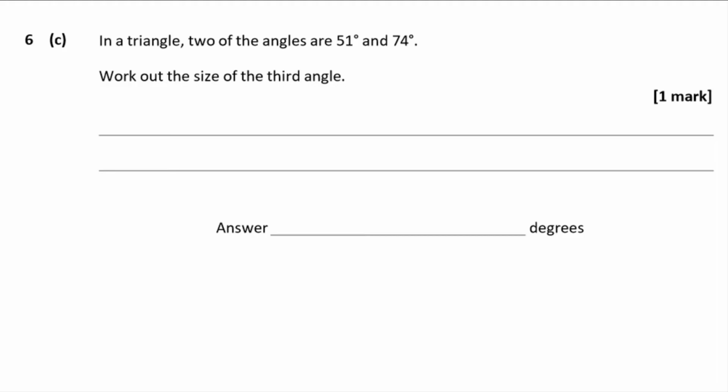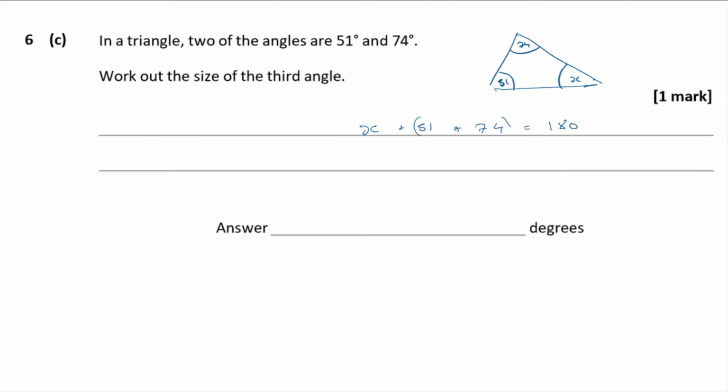6c, in a triangle, two of the angles are 51 and 74. Work out the size of the third angle. Okay, so we've got a triangle. I know that that's 74 and I know that's 51. And my unknown angle altogether with the other two must be equal to 180, mustn't it? Because angles in a triangle always add up to 180. So X plus 51 plus 74 must be equal to 180.